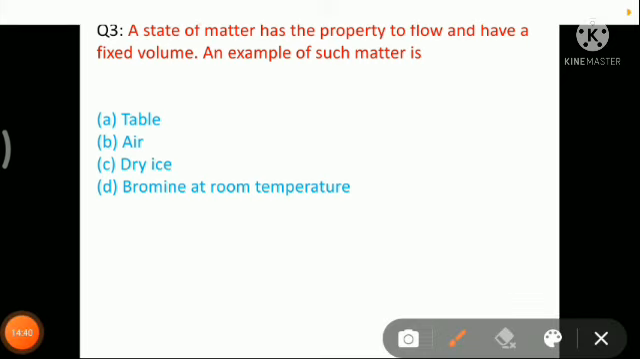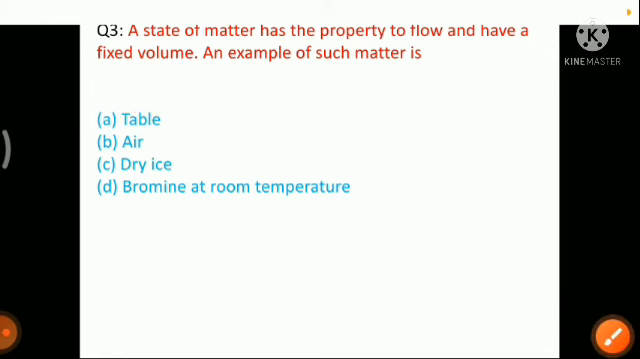Now let us look at the options. Here a table is given. A table is not a liquid or a gas, it is a solid. So this cannot be the answer to this question. So option A cannot be the answer. Now let us look at the second property, that it has a fixed volume. Only two states of matter can flow, that is, liquid and gas, and we know that only liquid has a fixed volume, gas does not have a fixed volume.